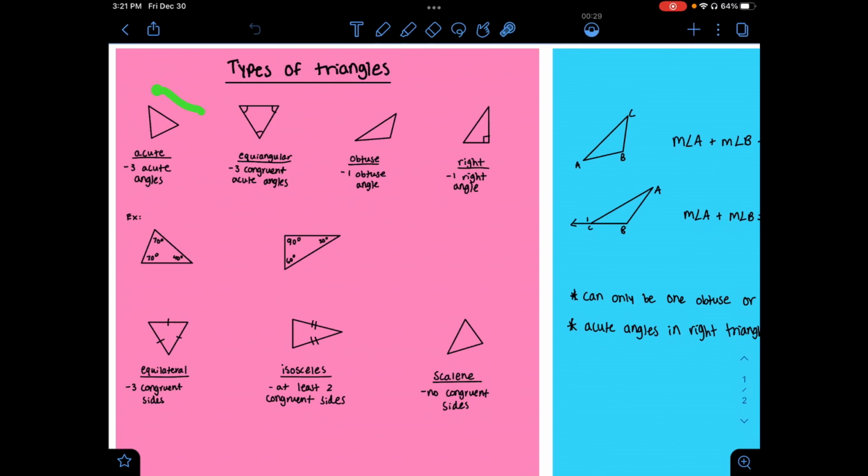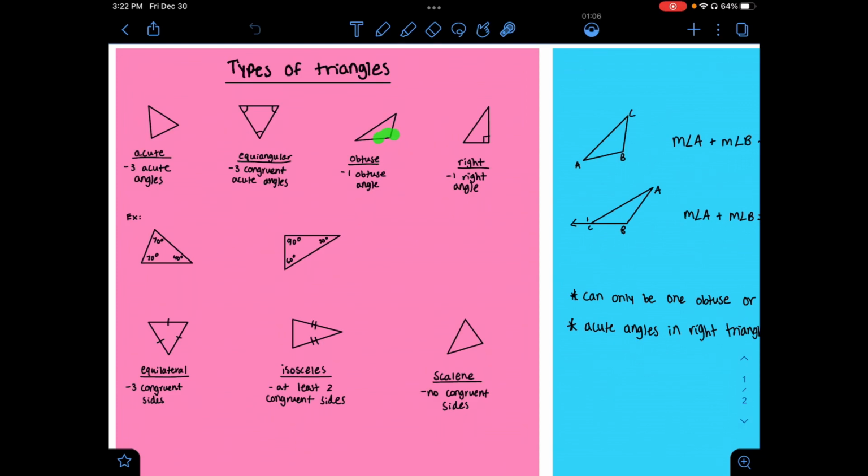An acute triangle is when there are 3 acute angles. An acute angle is when the angle is less than 90 degrees. So all 3 of these are less than 90 degrees. Then we have an equiangular triangle, which is when there are 3 congruent acute angles. Remember, they have to add up to 180. One example of this is if all the angles were 60 degrees. That's an equiangular triangle.